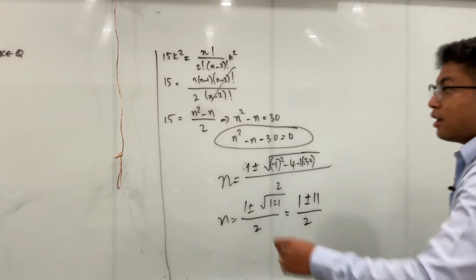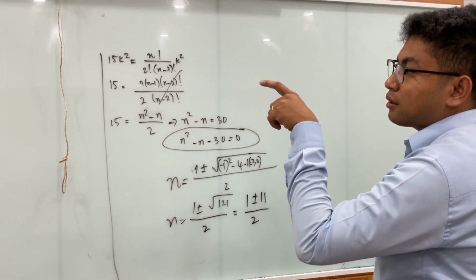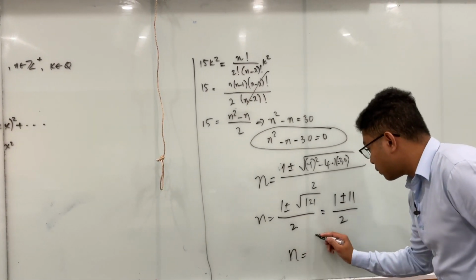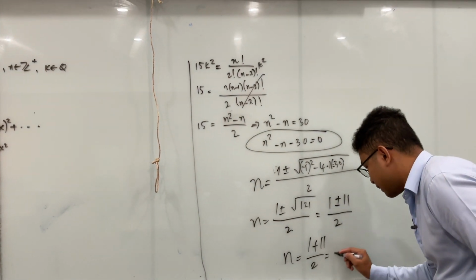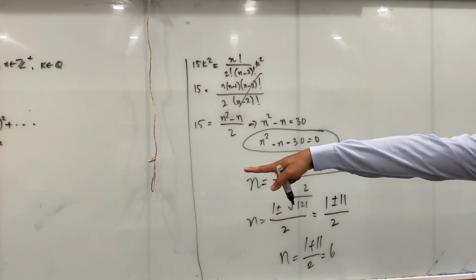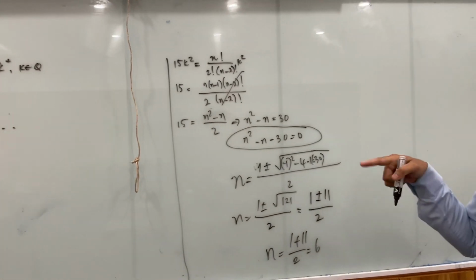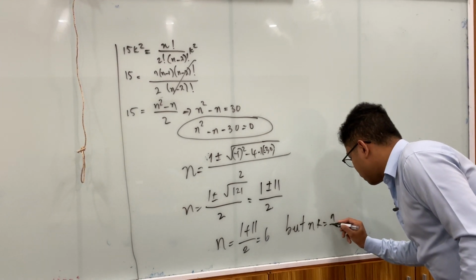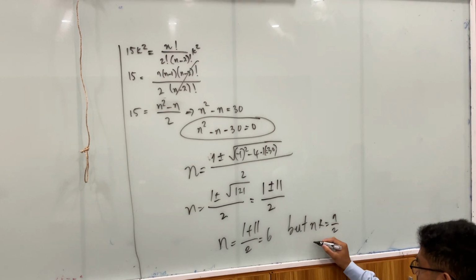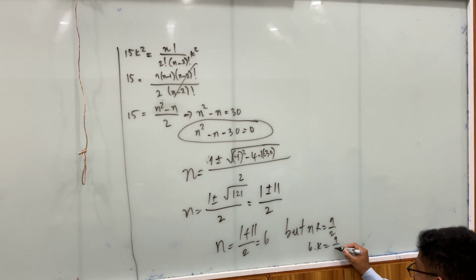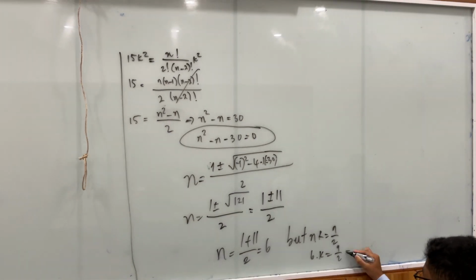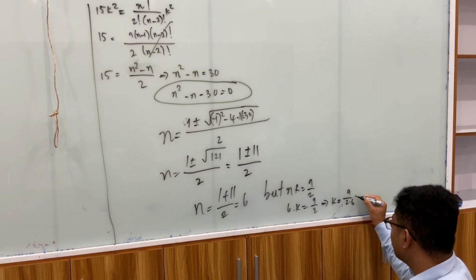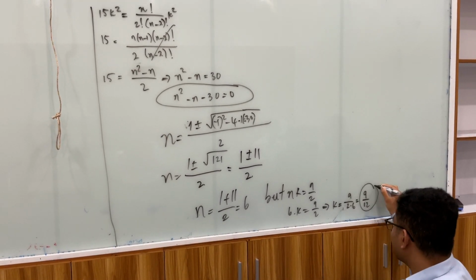But in this case, we have already been told that n is a positive integer, so n cannot be negative. So we choose n equal to (1 plus 11) over 2, which is 12 over 2, which is 6. And we already know that nk equals 9 over 2. So then 6 times k equals 9 over 2, so k equals 9 over (2 times 6), which is 9 over 12. So k is 9 over 12 and n equals 6.